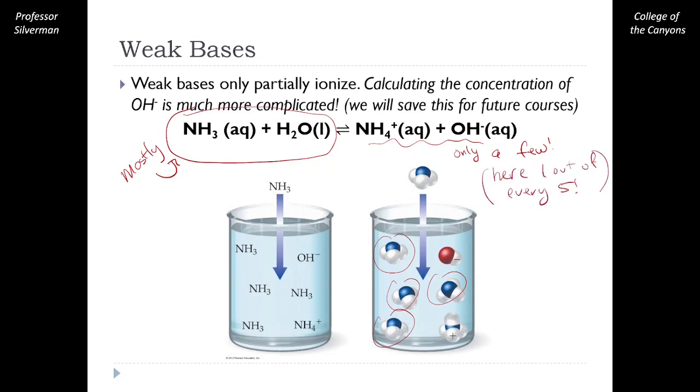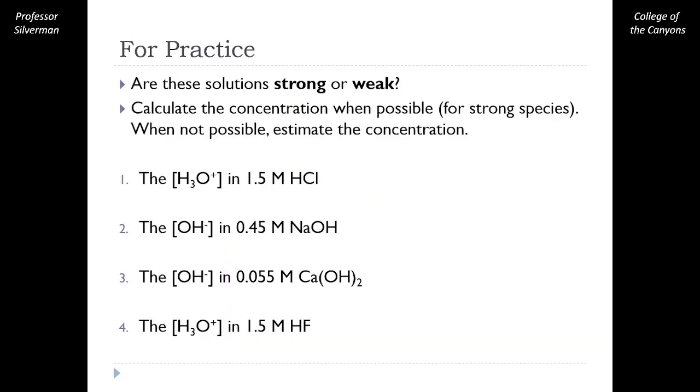Again, in real life, this might not be 1 out of every 5. It might be more like 1 out of every 100 or 1,000. Here are some example problems. If you have HCl, this is a strong acid. If you have 1.5 molar of your HCl, we can try to find the concentration.